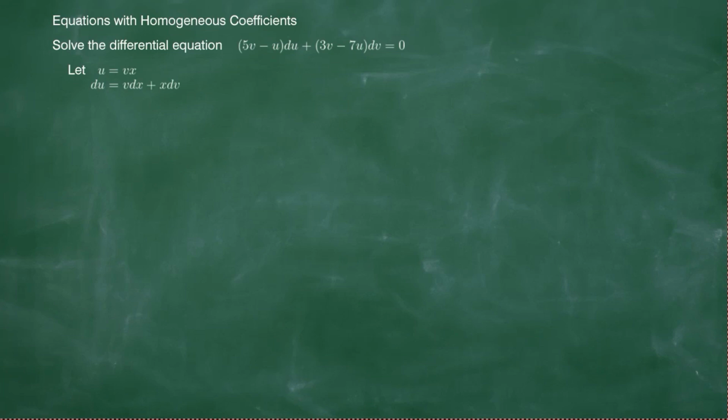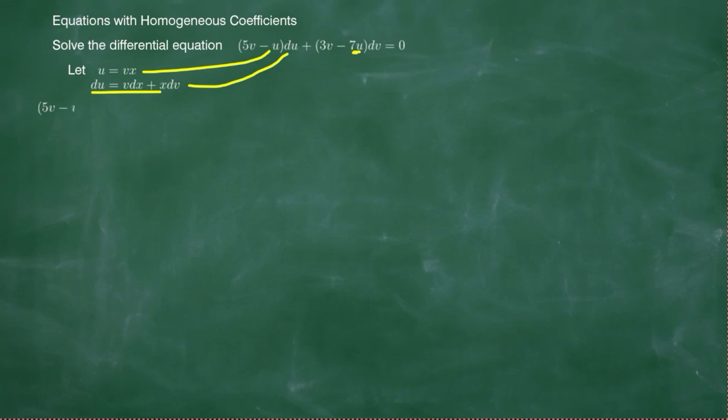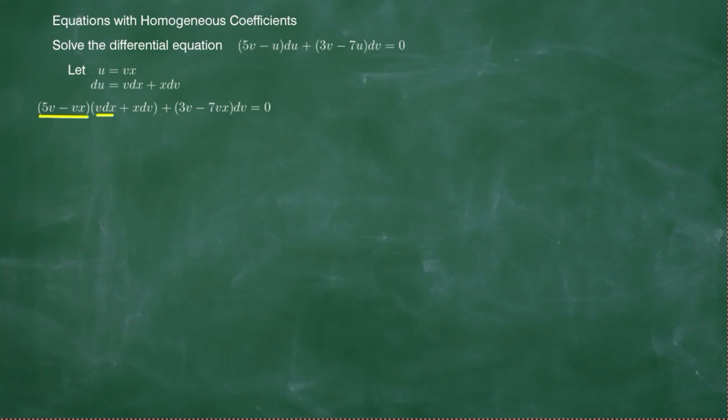Next, we will substitute u and this du here. We now have (5v - u), which is now vx, times du, which is v dx + x dv, plus (3v - 7u), which will be vx, times dv equals 0. Then we will multiply v dx to here. We get (5v² - v²x) dx.